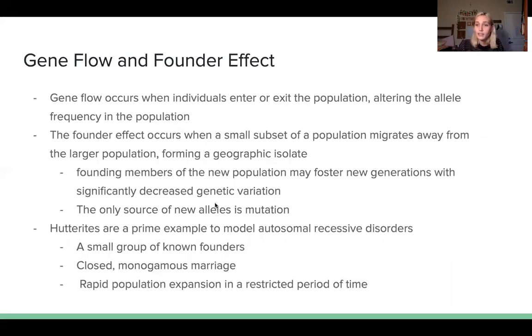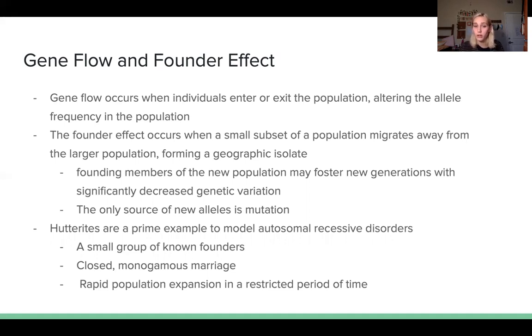Okay, so next I want to define gene flow and founder effect because these are largely the reason for the unique genetic makeup of the Hutterite population. So gene flow occurs when individuals enter or exit a population, and it alters the allele frequency in that population. The founder effect is a type of gene flow in which a small subset of an existing population migrates away from a larger population, forming a geographic and genetic isolate.